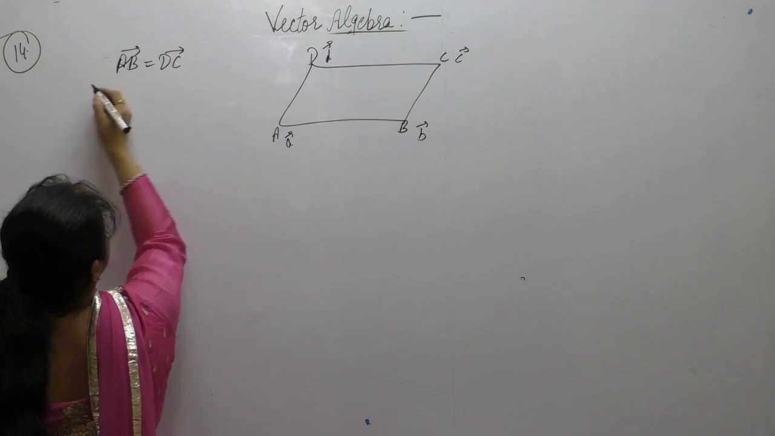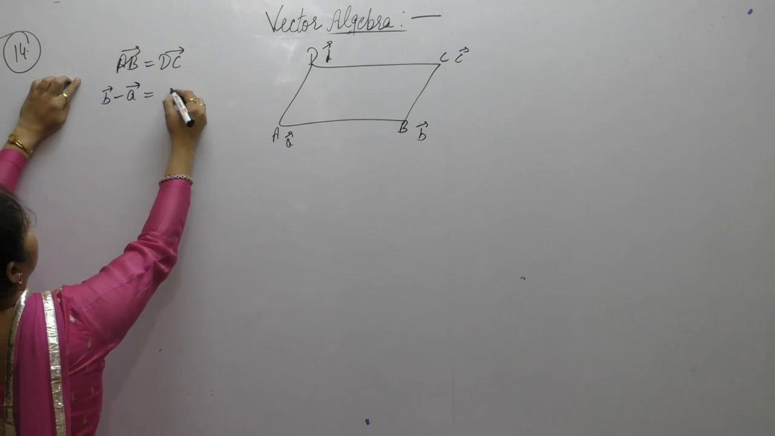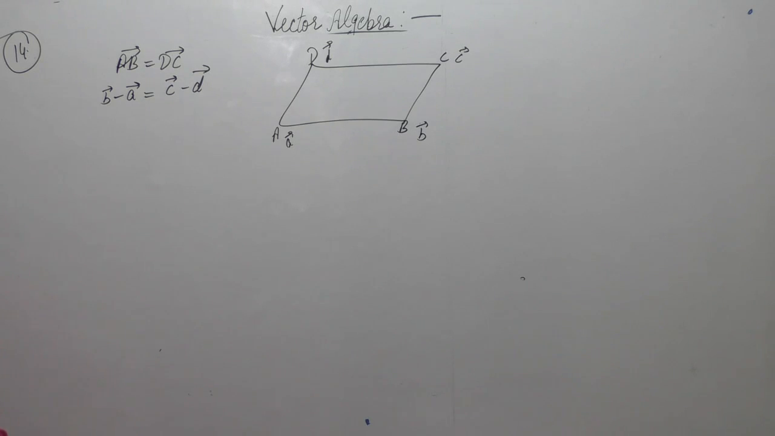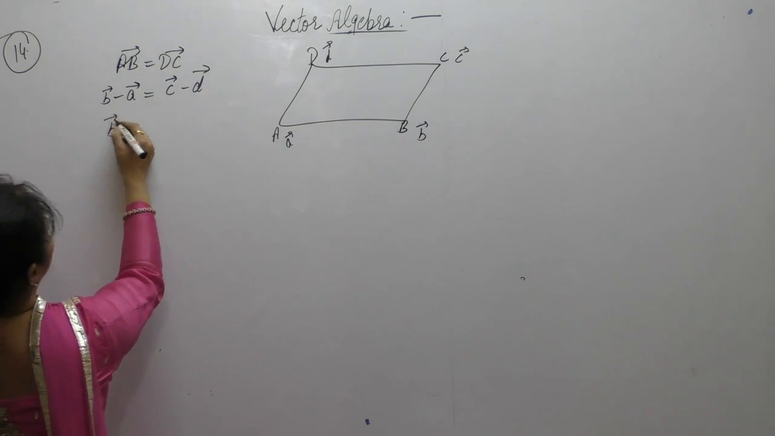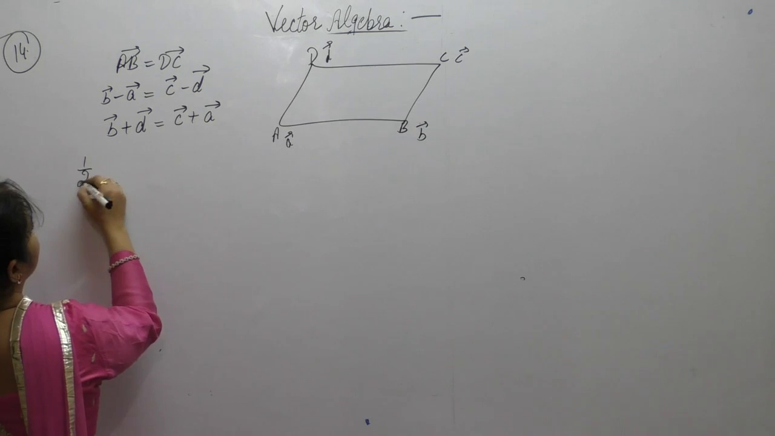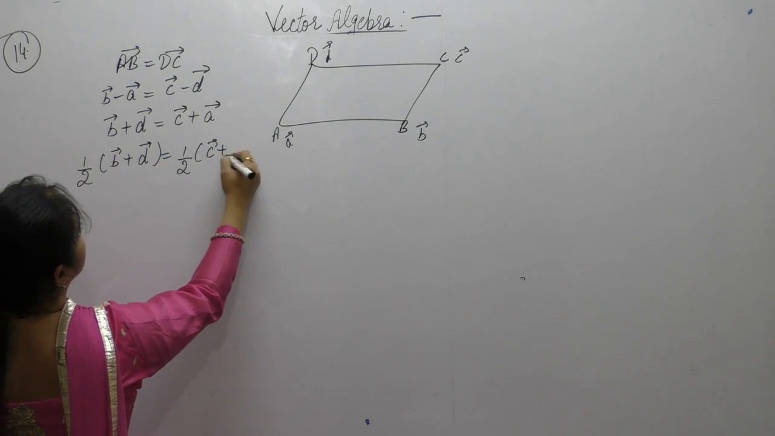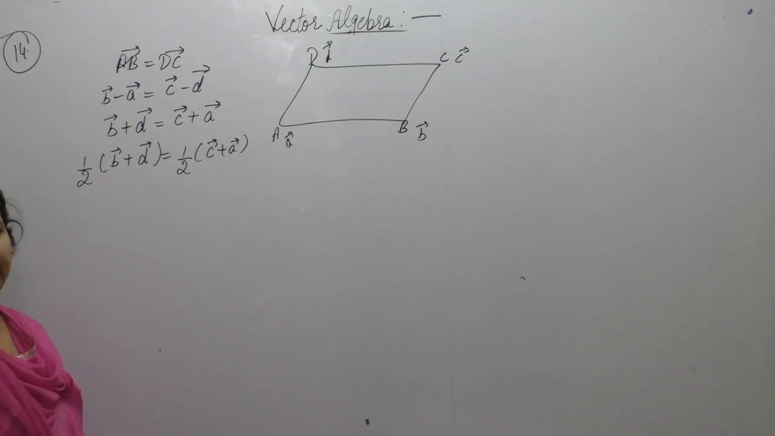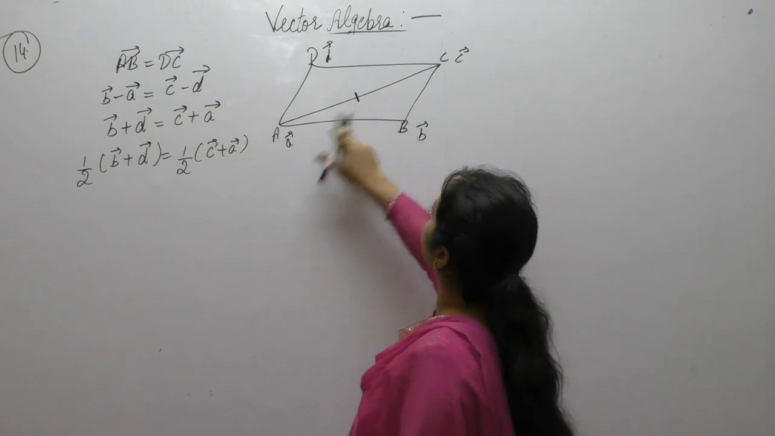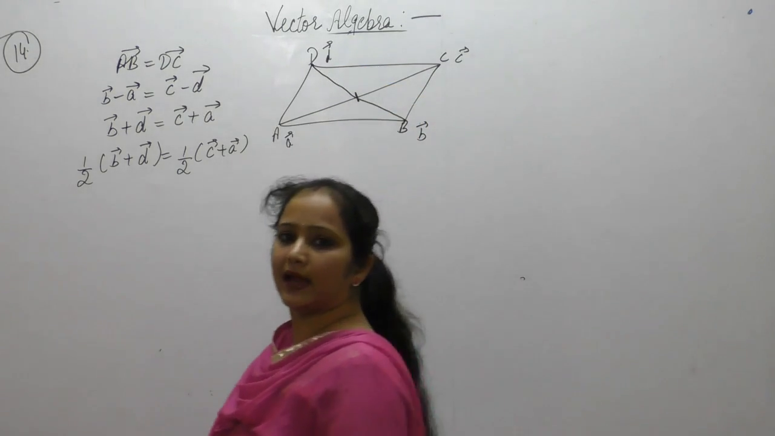AB equals DC: position vector of B minus position vector of A equals position vector of C minus position vector of D. So we can write it as B vector plus D vector equals C vector plus A vector. Multiply by 1 by 2. Then this is the midpoint of AC, A plus C by 2, and the midpoint of DB is B plus D by 2.